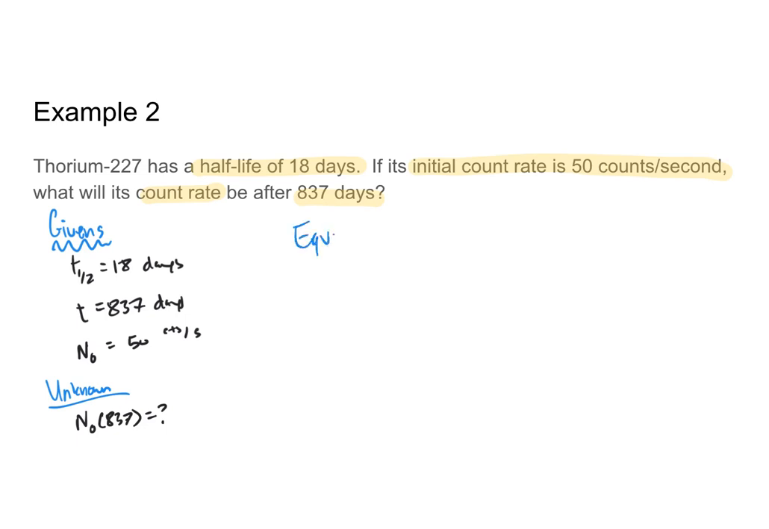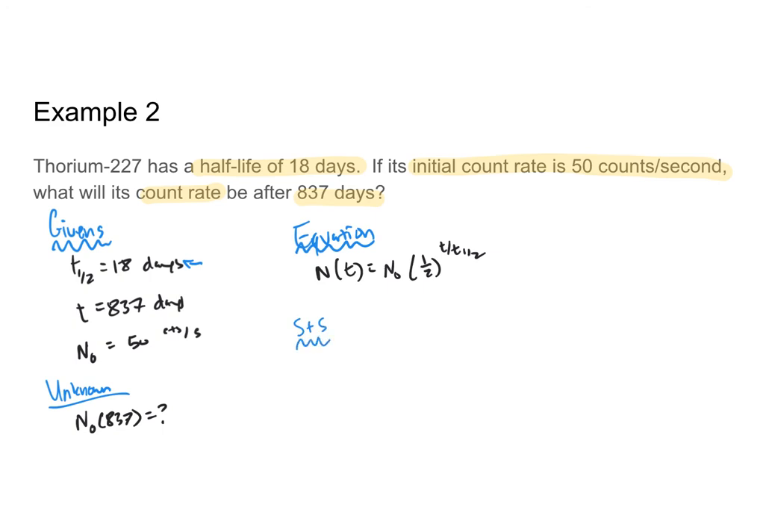Knowing that I have my half-life here tells me that I have to use the half-life version of our activity equation. So we'll say N of t is equal to N naught times 1/2 to the t over t1/2, which means that I'm ready now to sub and solve.